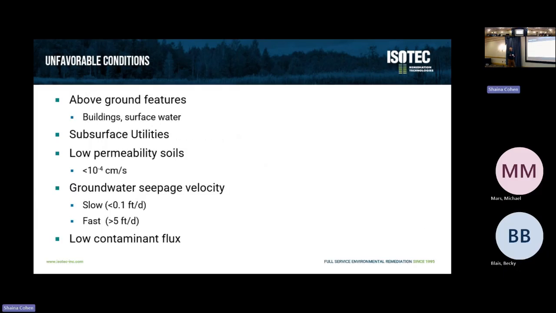And then unfavorable conditions, this is true for a lot of in situ remediation. If you have above ground features, do you have buildings? Do you have surface water? Are there subsurface utilities nearby? Low permeability soils are going to yield low seepage velocity and low contaminant flux, where for a PRB, you're waiting for the contamination to come into you. And then the velocity, right? If it's too slow or too fast, it's going to be challenging to design an appropriate and effective PRB.